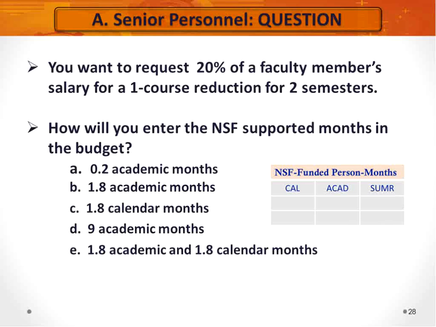So here's the question, folks. How will you enter the NSF supported months in the budget? Now notice the question. You want to request 20% of a faculty member's salary for 1 course reduction for 2 semesters. This is a hard question. You have 5 choices. You can see them there, A, B, C, D, or E. So please take a moment, get out your pencils, and figure out which one you're doing.